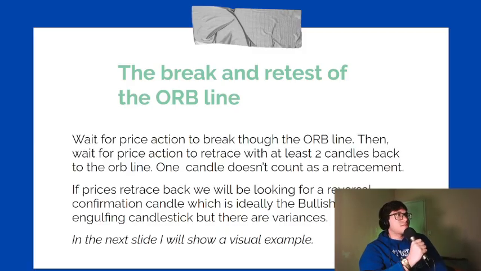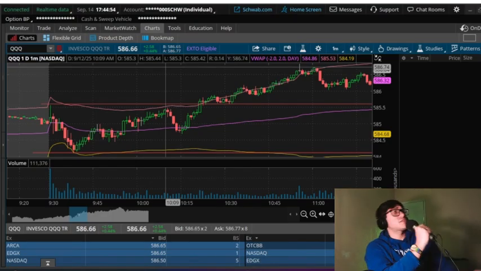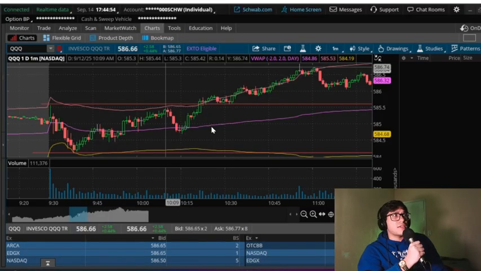Okay, so if price is retracing and retesting, we're going to be looking for a reversal confirmation candle, which is ideally the bullish or bearish engulfing candlestick, but there are variances. I'm going to go ahead and show you what those are, but first, we're going to see here how price broke up and retested the ORB line.